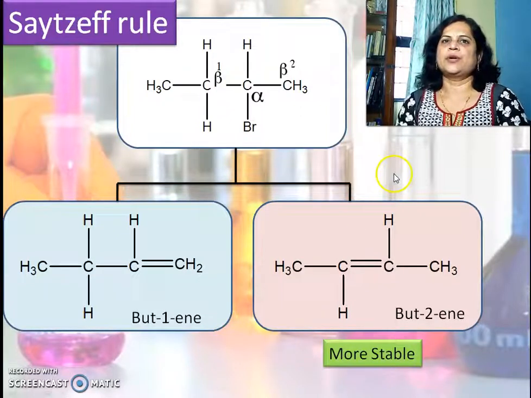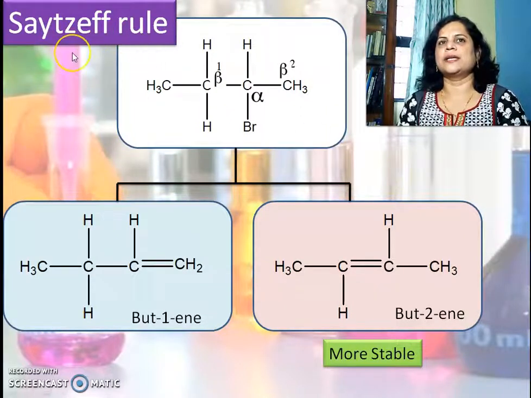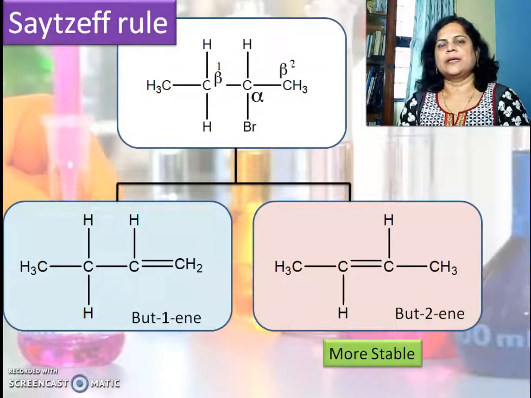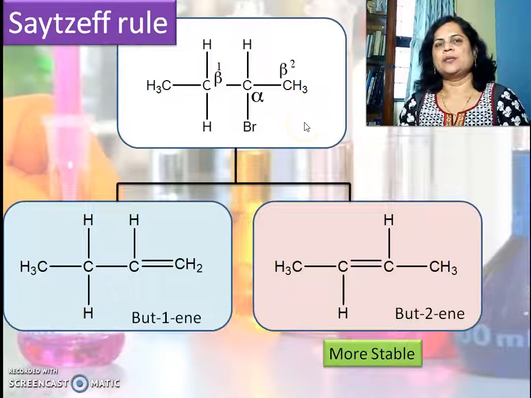We see here an important example for the elimination reaction, that is 2-bromobutane. Now see 2-bromobutane, the alpha carbon atom on which Br is present, that one alpha carbon is present here. But for the beta carbon, there are 2 beta carbon atoms. So with 2 beta carbon atoms, the possibility of formation of products is 2, because there is a presence of 2 beta carbon atoms, beta 1 and beta 2.